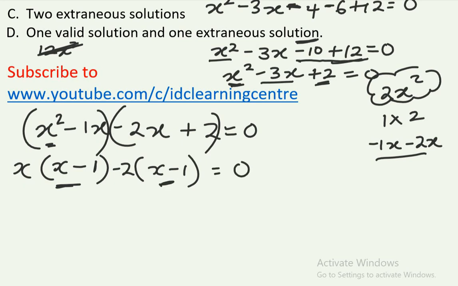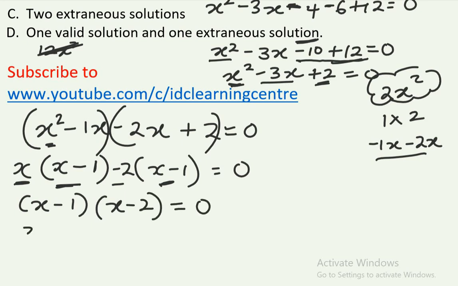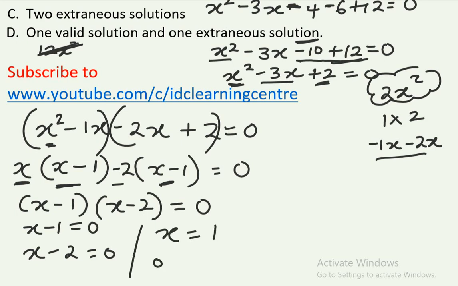Since the expression in these two brackets are the same, you pick one, x minus 1, close bracket. Then put x and minus 2 in the next bracket. Okay, let everything be equal to 0. This means that x minus 1 is equal to 0, or x minus 2 equal to 0. Therefore, moving minus 1 to the other side, x will be 1, or x will be 2. So the potential solutions are 1 and 2.